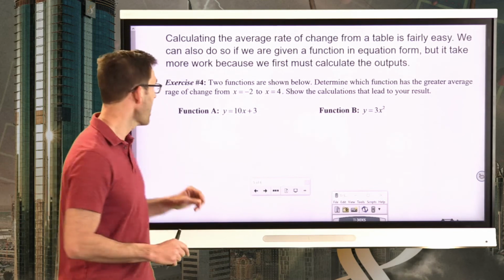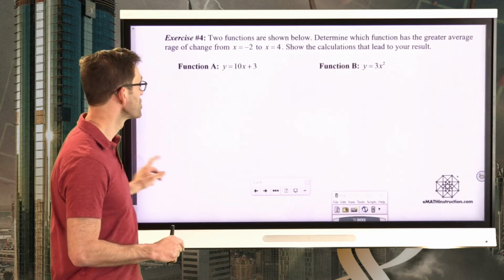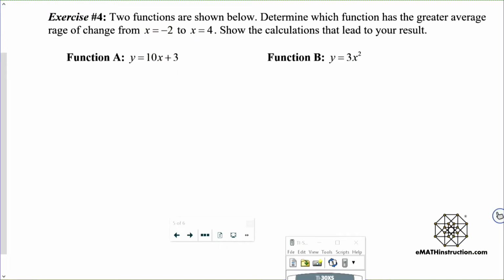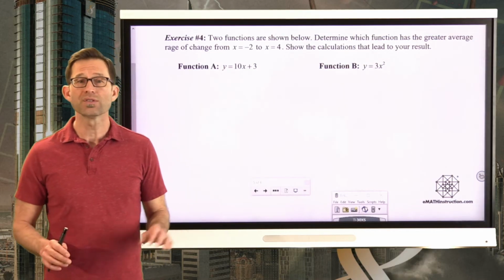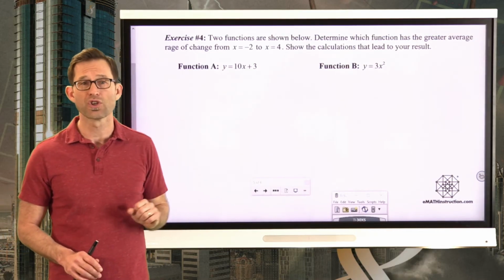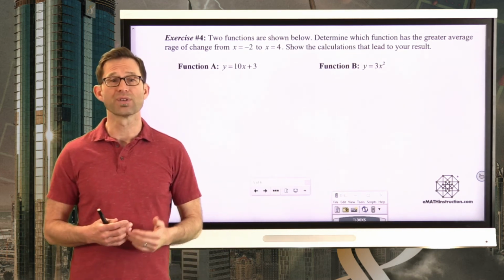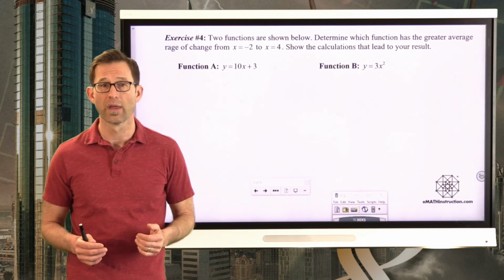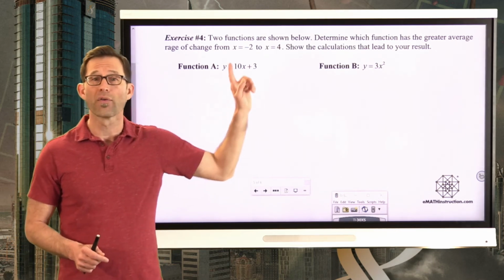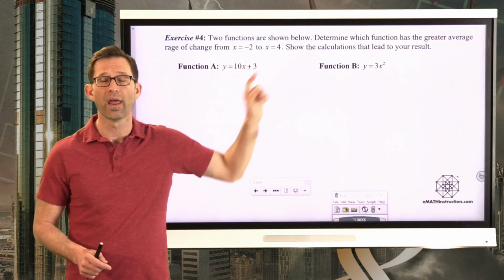So let's take a look at that with a couple formulas in exercise number 4. Two functions are shown below. Determine which function has the greater average rate of change from x equals -2 to x equals 4. Show the calculations that lead to your result. All right, great. Well, let's do it. Let's figure out the average rate of change for function A together and then have you work on it for function B by yourself. And then we'll do the comparison to see which one's got the greater average rate of change.